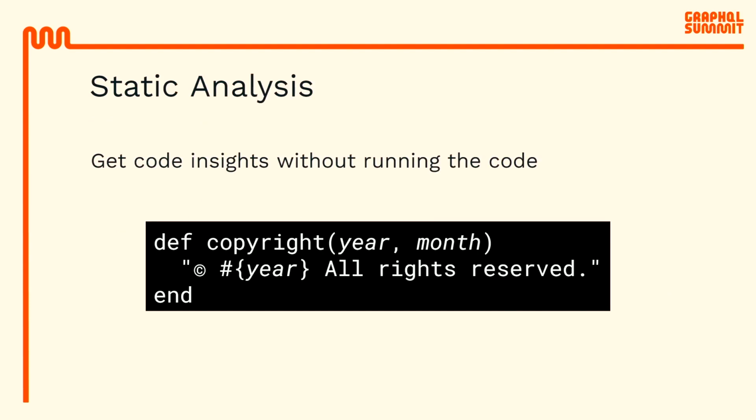Now that we're talking about validation, let's talk about static analysis. Static analysis is used everywhere. It's a way to get insights from code without running the code. For example, here we have this method. There's something weird with this method, and you don't need to run it to spot it. What's going on here is that the month argument is not being used.